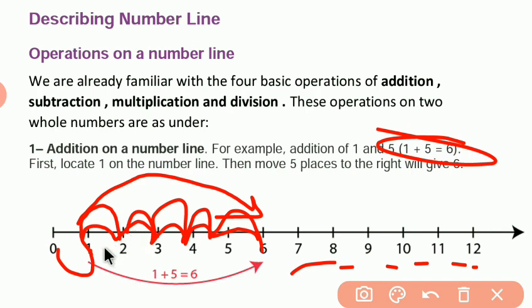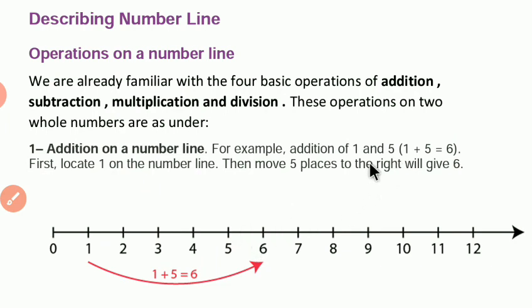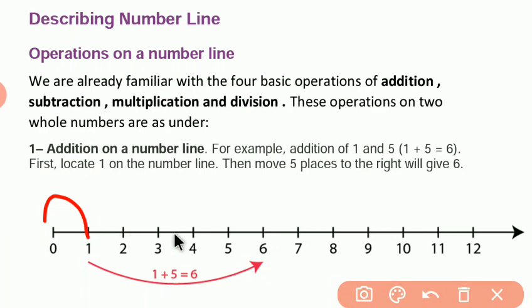So you can see how many times we have to move? 5 times. 1, 2, 3, 4, 5. So the answer is 6. So we can say that 1 plus 5 is equal to 6. If we want to add a number, we always start from 0. So first we will start from 0 to 1. After this we will move how many times? 5 times, because we have to add 5 to 1.